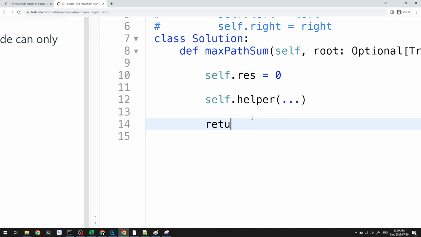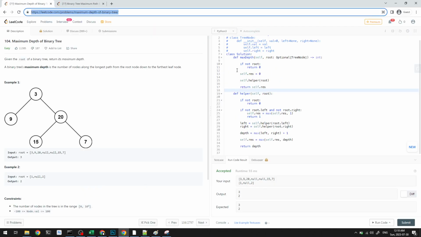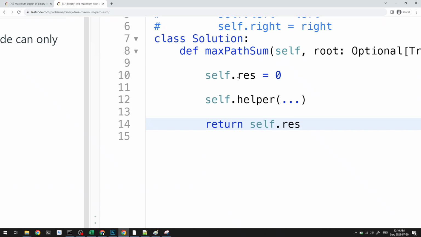And then in the end, we just return self.res. We return the global answer. So this is the exact same format I followed over here, so you can follow it here as well.